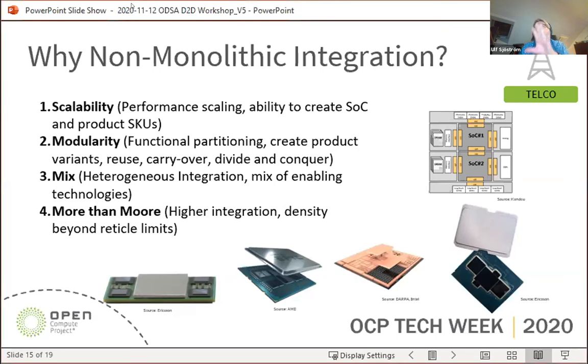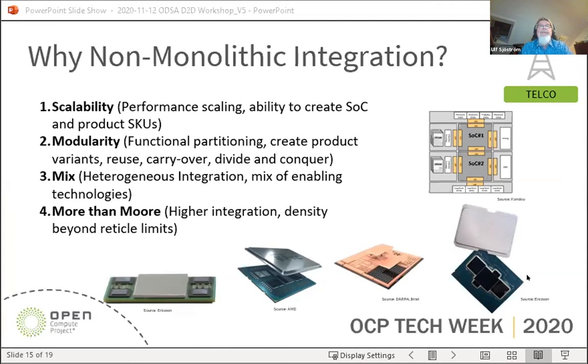I have shown some illustrations on this. First of all, the picture from Kandou that I think illustrates all these four different use cases in a good way. I will come back to that picture. In the lower left corner, you see examples from our product development where we have integrated a digital chip for front-end processing with data converters on package. In the lower right corner, you see an example that's out in our products today, where we have used all four of these reasons: scalability, modularity, mix of technologies, and more than Moore. This is a 1200 square millimeter die complex with three different modern technologies.